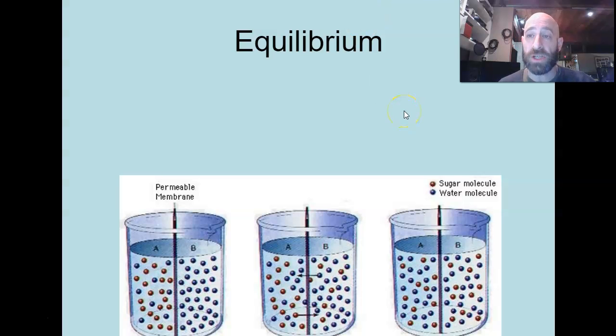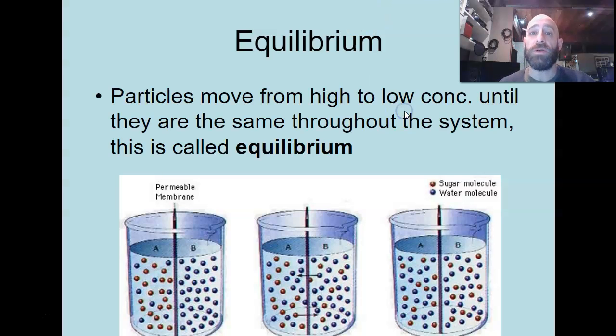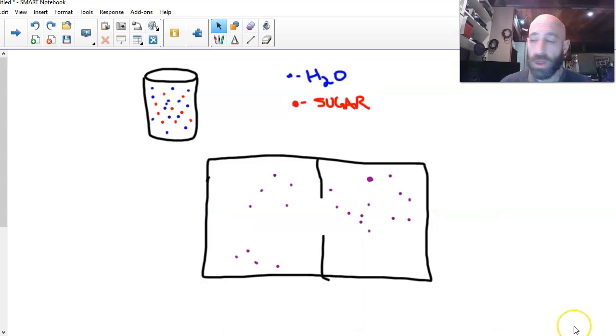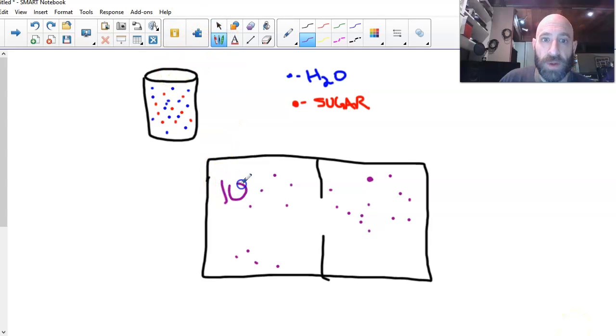Equilibrium is essentially the idea that particles are going to continue to move from high to low concentration until they equal each other, until they have the same amount. And that makes sense, right? Let me go back to my drawing here. Let's say I have 100 people in this room, right? And I have 0 people in this room.